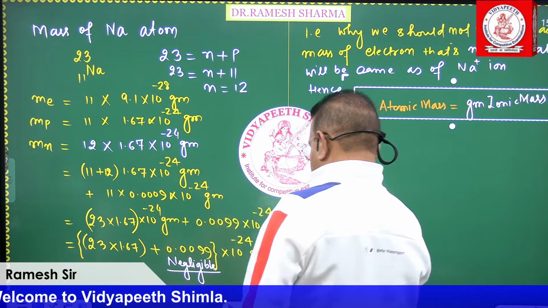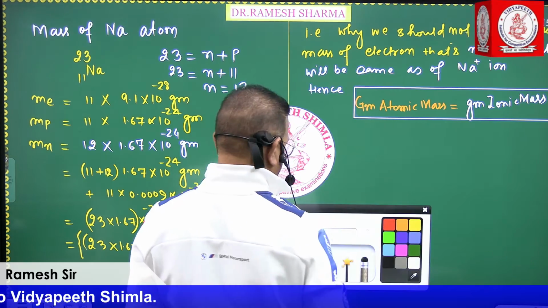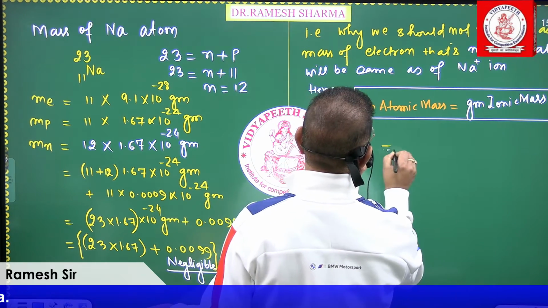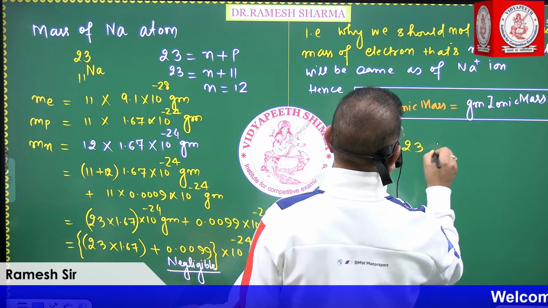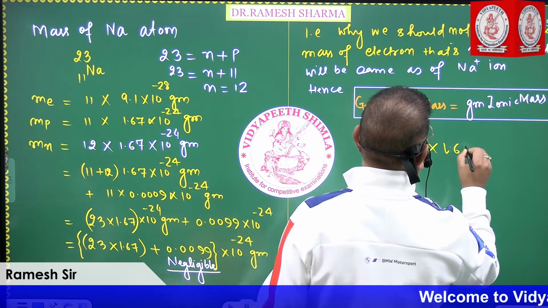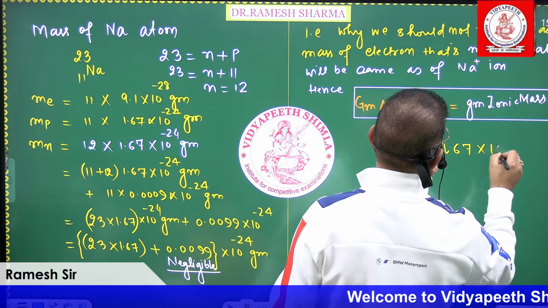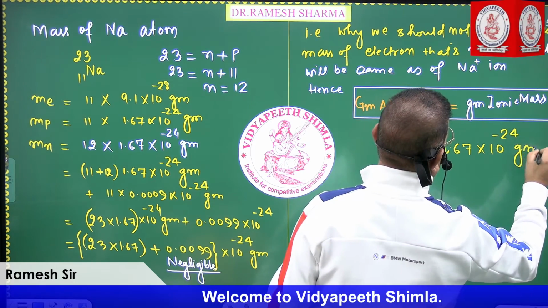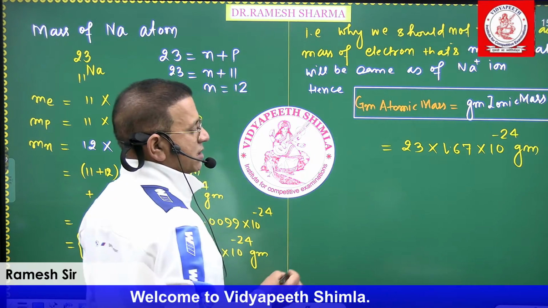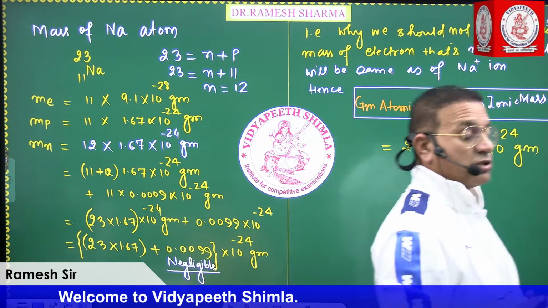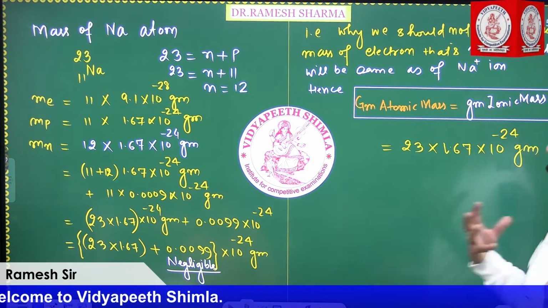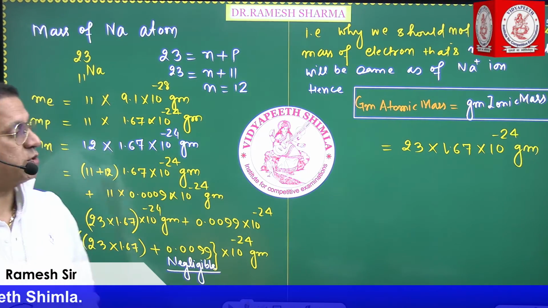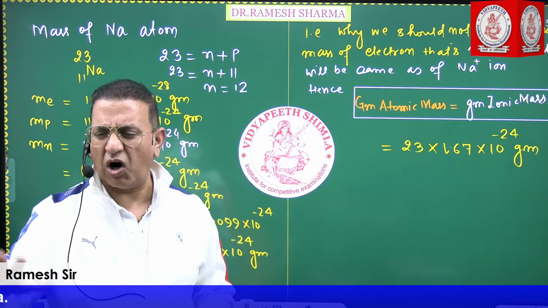Thus, the mass of a sodium atom excluding the electron will become 23 into 1.67 into 10 raised to the power minus 24 grams. Am I right? But that's what we are telling you. I was telling you that this 1.67 into 10 raised to the power minus 24 is a very small term.